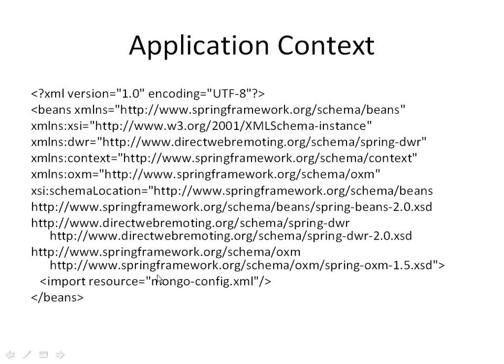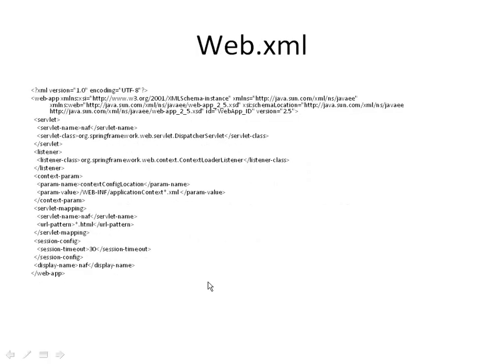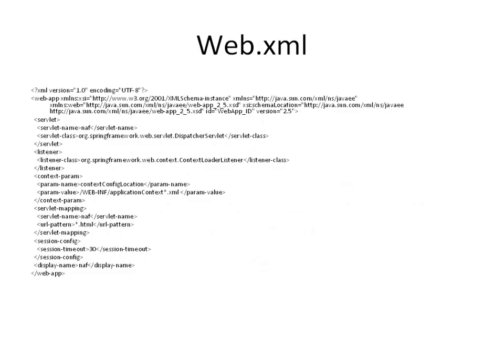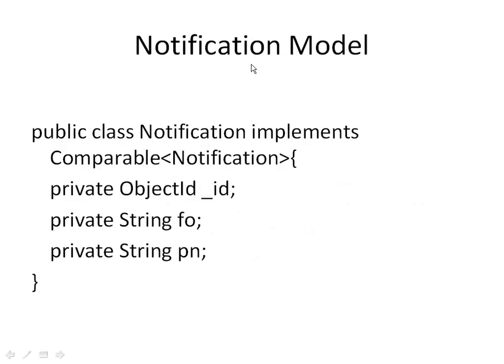Now let's see the application context. In the application context, I just defined to use this configuration file for the configuration of Mongo. Now let's see the web.xml. This is the standard web.xml in which I am loading the application context, defining from where I am going to pick my Mongo configuration, and in my servlet I am defining all my DAOs.